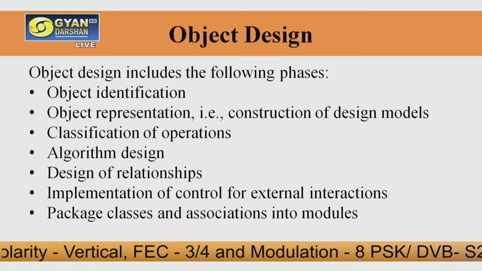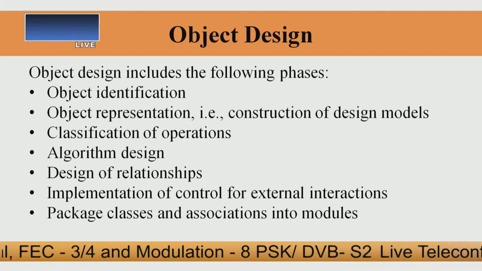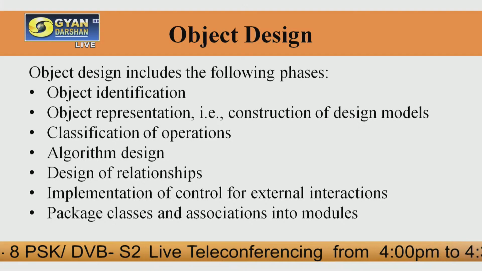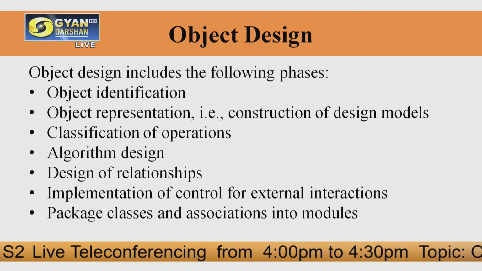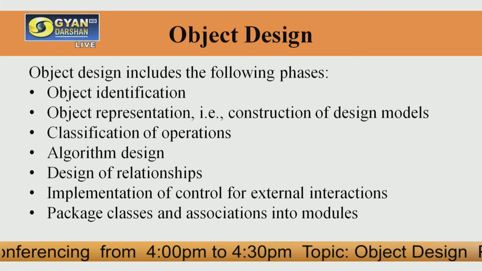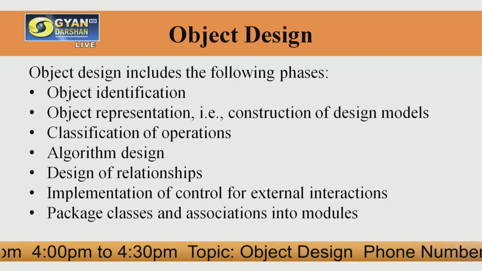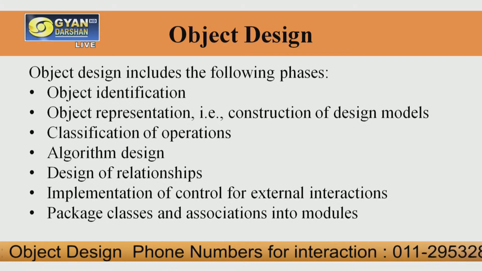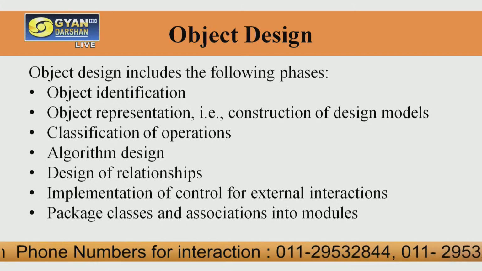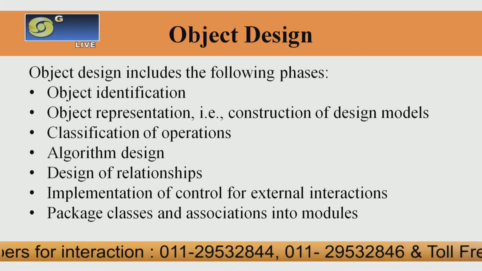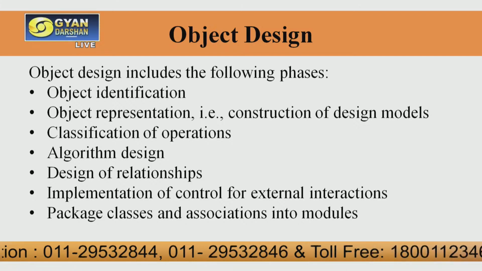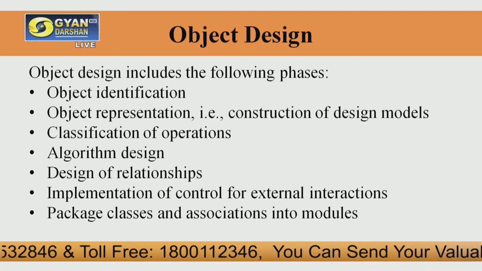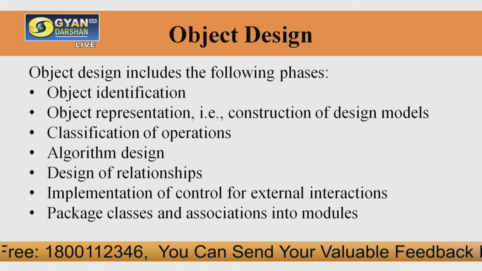And if you are doing the classification of operation, gradually you move towards the classification of different objects, making groups of similar objects, and then making classes, and then the class diagram, and then implementation of the internal activity or internal action. For that purpose we select the algorithms, and we look at designing the relationship of different objects existing in the system, and implementation of control for some external interpretation or internal interaction in the system, that we take care.